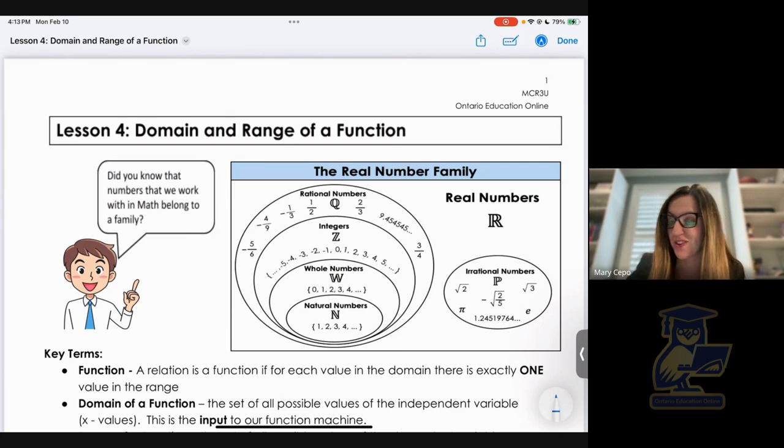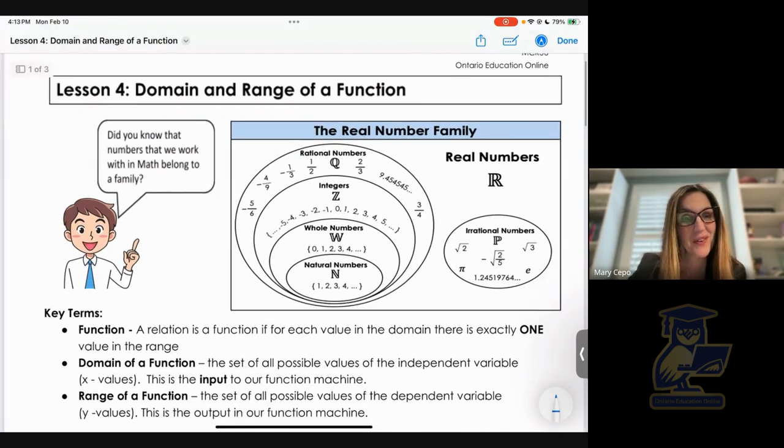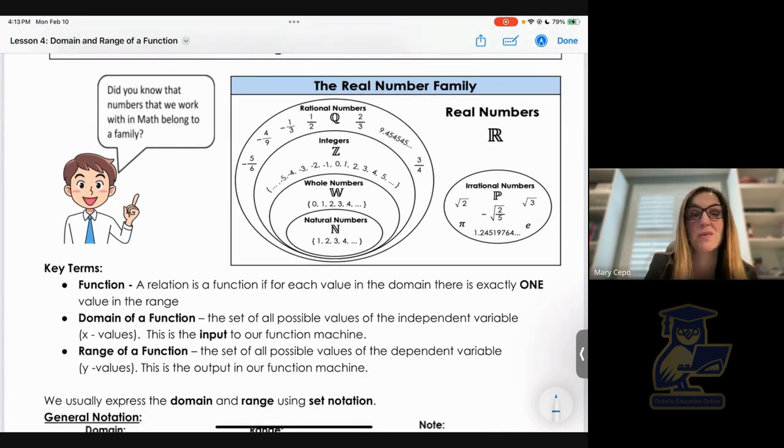So as our friend here on the left has a little bit of an inquiry to say, did you know that numbers that we work with in math belong to a family? They absolutely do. So all the numbers that exist in the world are called real numbers, and they are made up of multiple number sets. So let's remember that, because when we start doing restrictions and domain and range, we need to look at all the possible values that our x values can be. If you recall, that's the domain, and all our possible values for y, which is our range.